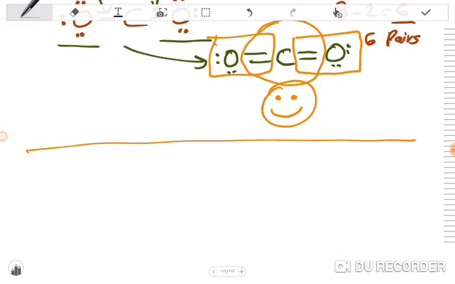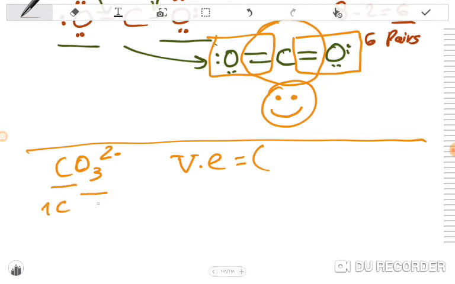The third problem is drawing the Lewis dot structure for carbonate. We have here an ion, an ion with negative charge. Valence electrons in carbonate are equal to one carbon, 3 oxygens, and plus 2.